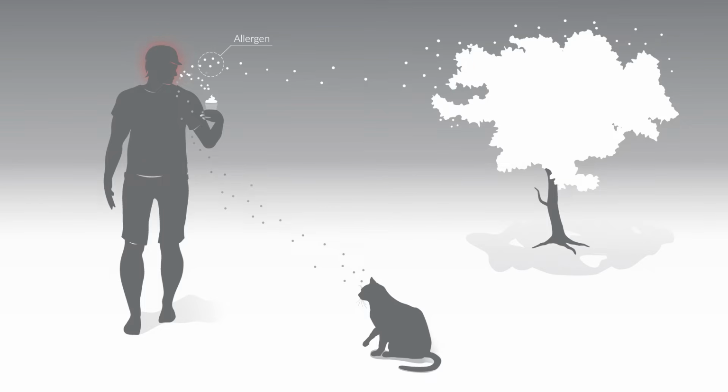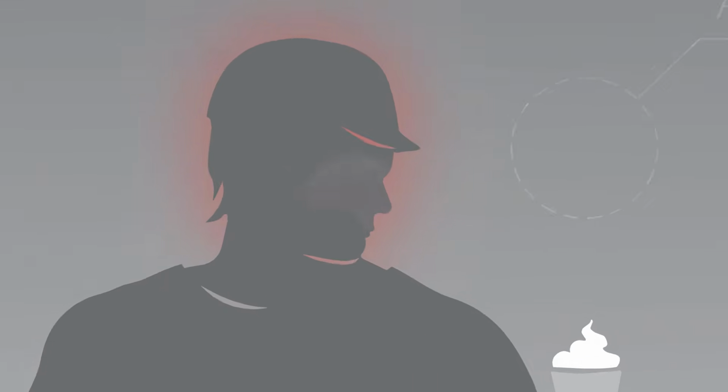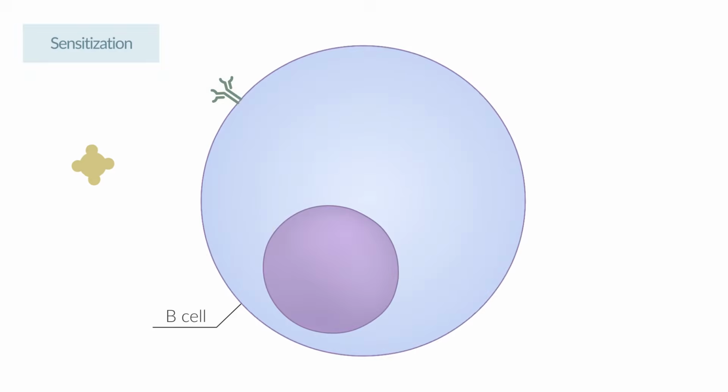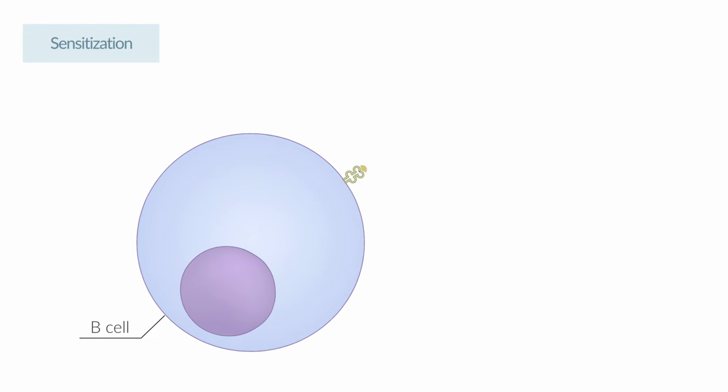An immediate allergic reaction is a type 1 hypersensitivity reaction and requires presensitization. During sensitization, the body's immune system initially comes into contact with the allergen. In tissue, the allergen binds to receptors present on B cells. Part of the antigen is transferred to an MHC molecule and presented on the B cell surface.